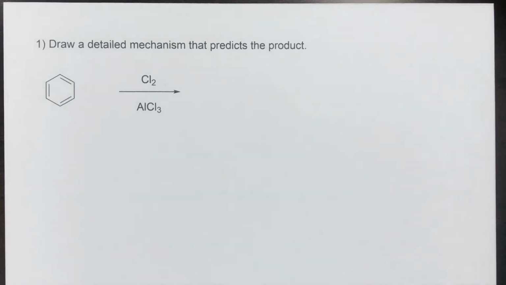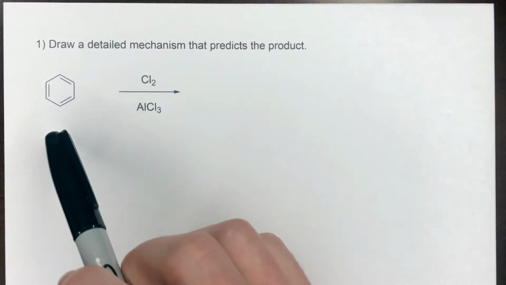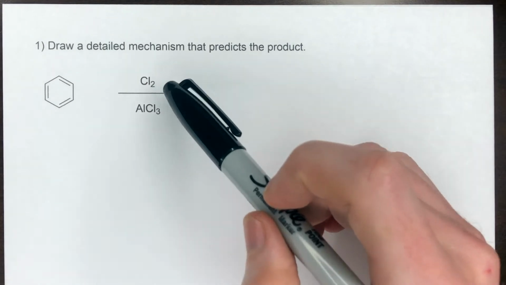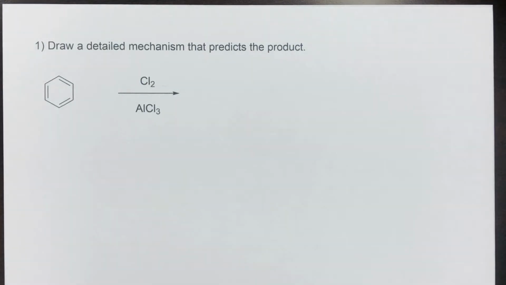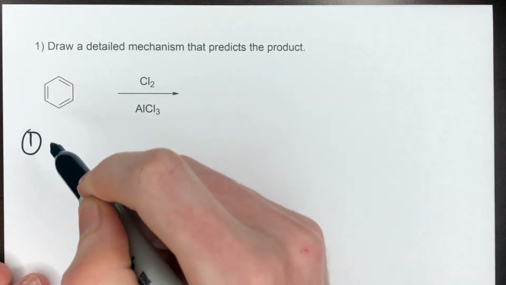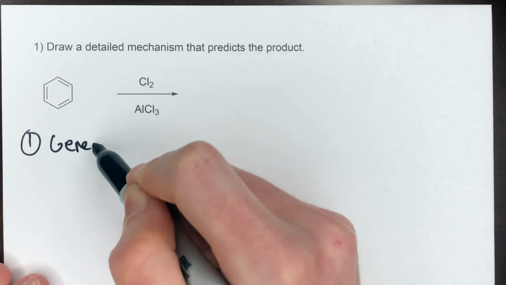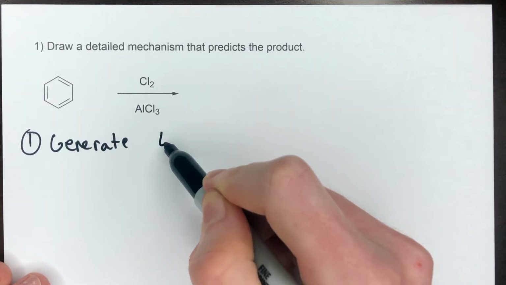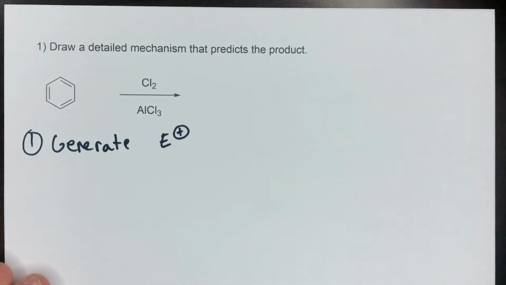All right, so here we have a question. We are asked to draw a detailed mechanism that predicts the product. Once again, we have benzene, and we now have a halogen and a catalyst. So this is likely electrophilic aromatic substitution. And let's recall the first step of the mechanism is to generate the electrophile, if that is necessary.